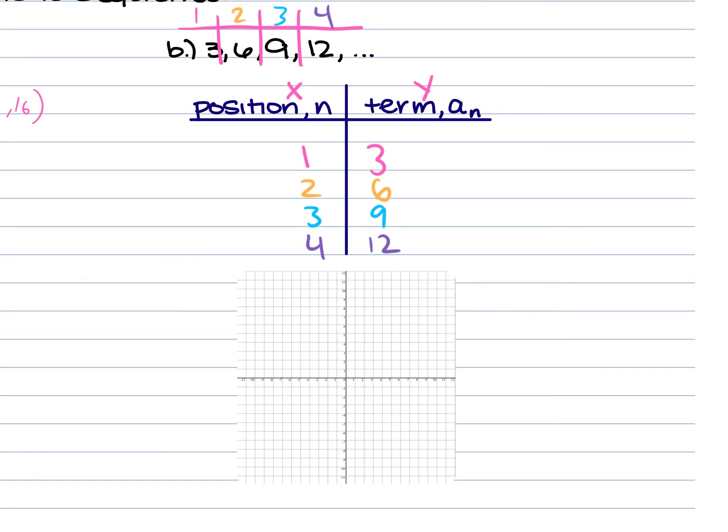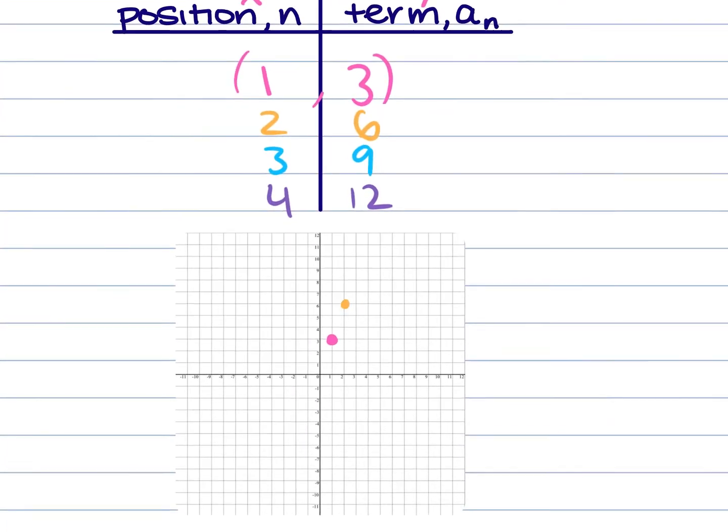So let's go to our graph. How would I graph 1, 3? To the right 1 and 3 up. How would I graph 2, 6? To the right 2 and 6 up. What about 3, 9? To the right 3 and up 9, and 4, 12. To the right 4, up 12. Perfect. So that would be our graph.